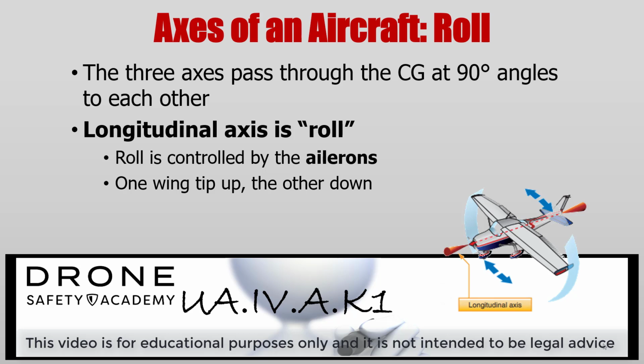An aircraft has 3 axes passing through the center of gravity at 90-degree angles to each other. The first one we'll talk about is the longitudinal axis, which is roll. A roll is controlled by ailerons. One wing tip goes up, the other one down. Pretty easy.